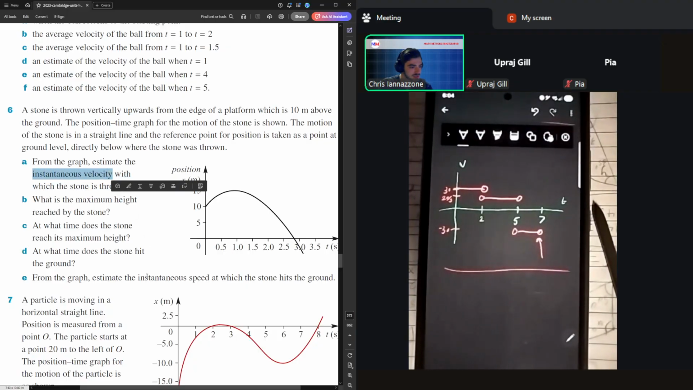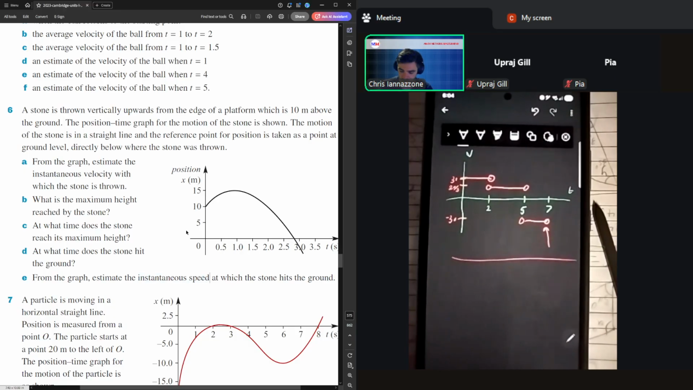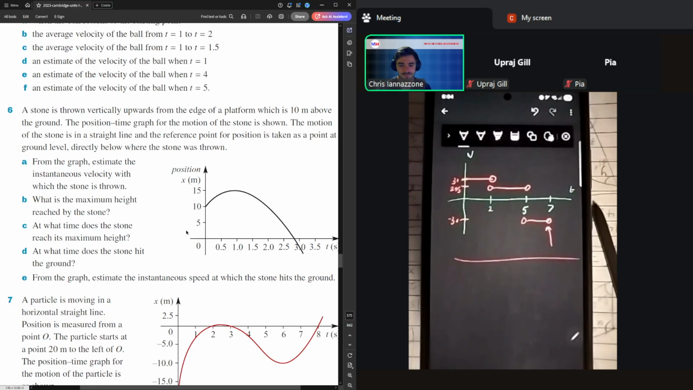instantaneous velocity versus instantaneous speed. What's the key difference? We remove the negative, because when it's going to hit the ground, the velocity is going to be negative, so all we do is remove the negative because speed is a scalar quantity. That's it. Yeah, speed is always positive. Velocity can be positive or negative.